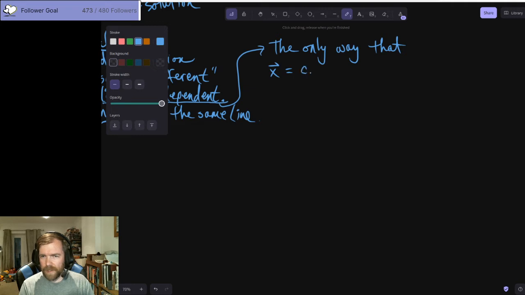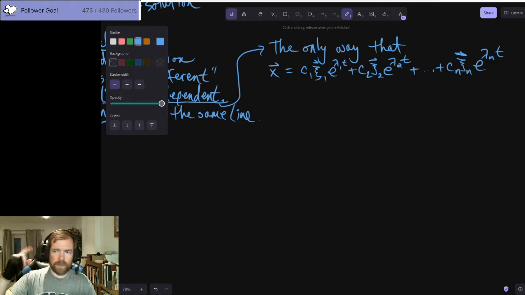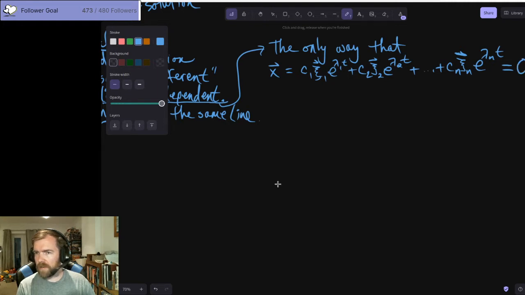All right. The only way that we have C1 e to the lambda 1 t plus C2 e to the lambda 2 t plus dot dot dot out through however many, c sub n e to the lambda sub n t, is equal to our 0 vector, is if C1 equals C2 equals dot dot dot Cn equals 0. Okay.